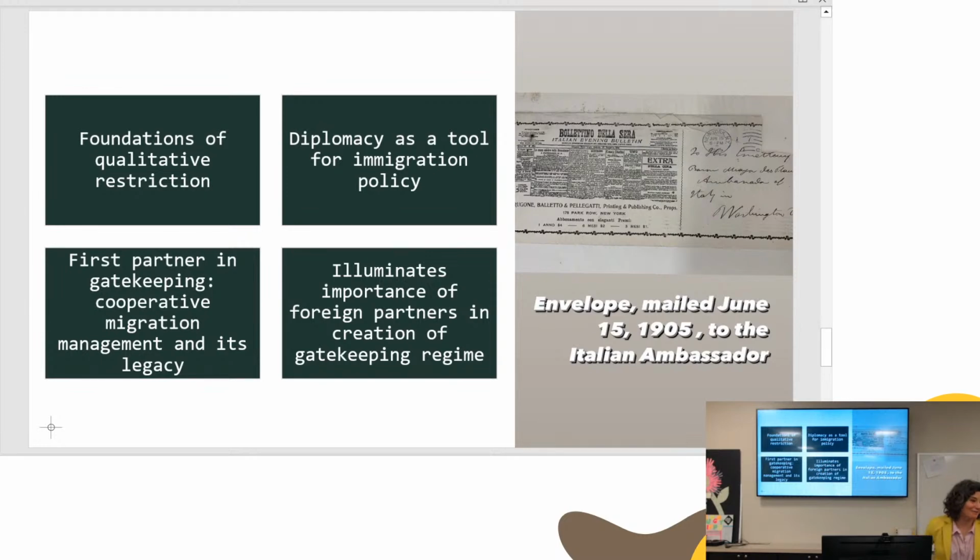Anyway, why do I put myself through this? Because I think it's not just important to my own work. I think it's important to the illumination of what we know about early U.S. gatekeeping. So we can see these things when we look at this record. We can see the foundations of qualitative restriction emerge in a much more complete way. So what's qualitative restriction?